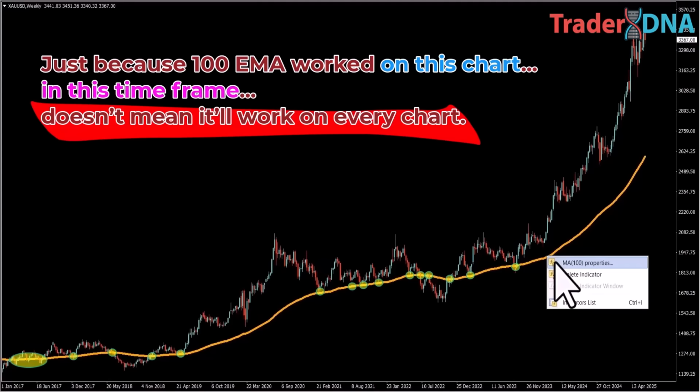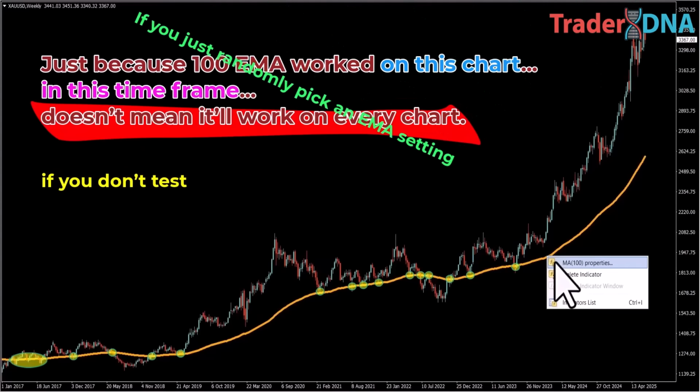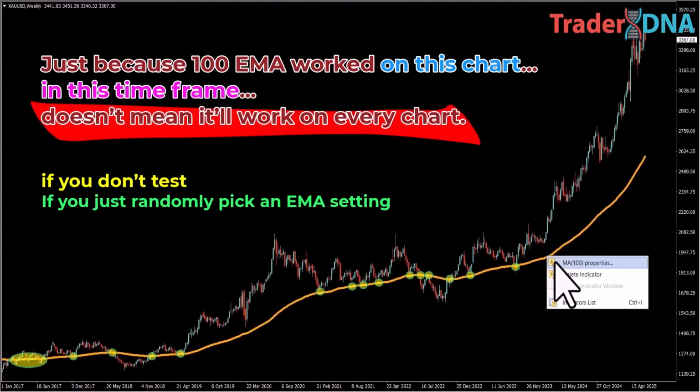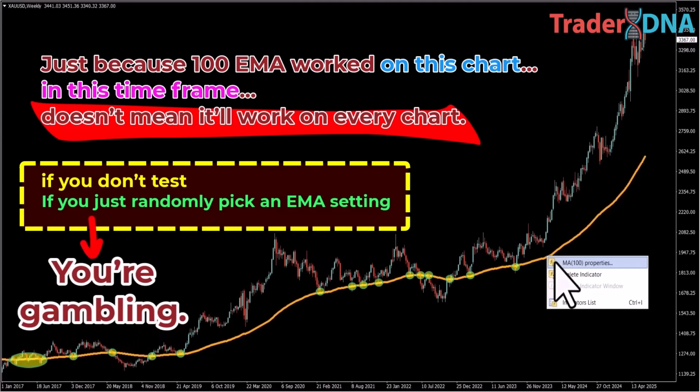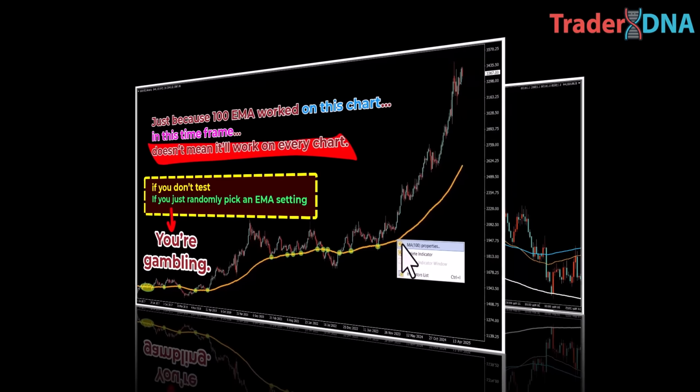And here's the bottom line. If you don't test, if you just randomly pick an EMA setting because some random influencer told you to, you're not trading, you're gambling. But if you do test and find the one the market truly respects, you're stepping into the mindset of a professional analyst. And that's how you start winning consistently. So remember, setting your EMA isn't just technical, it's strategic. It's the first building block of a high accuracy trading system. Get this right and everything that comes next becomes easier, clearer, and more profitable.